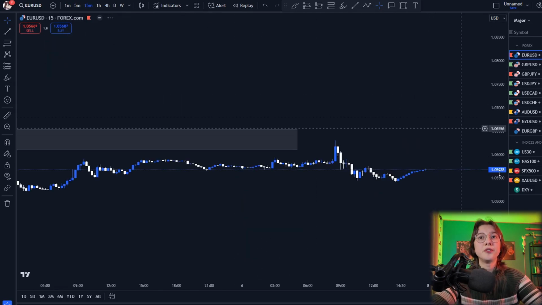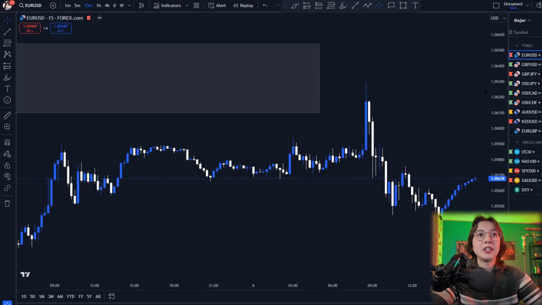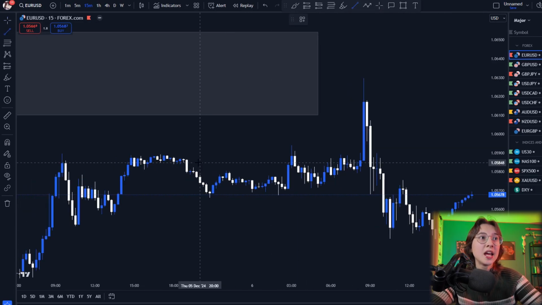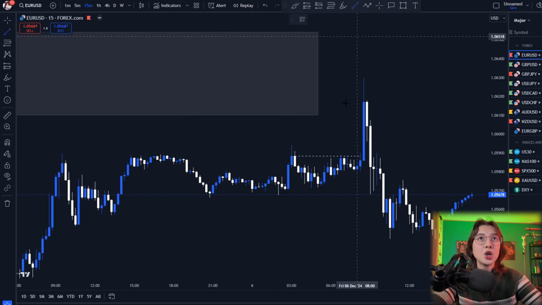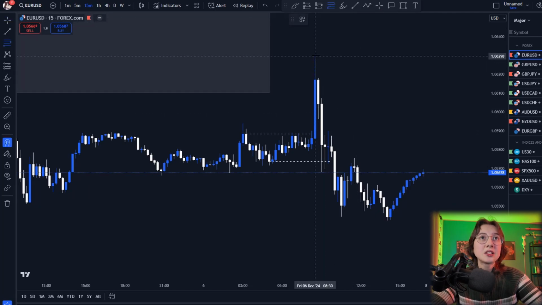We're just gonna go on the 15-minute to see if we have our 15-minute break of structure confirmation. In this case, let me just see exactly right here. So yeah, this is some 15-minute structure. We broke structure to the upside here, broke structure to the upside here. So this is exactly right here the low we needed to break, and this low got broken.